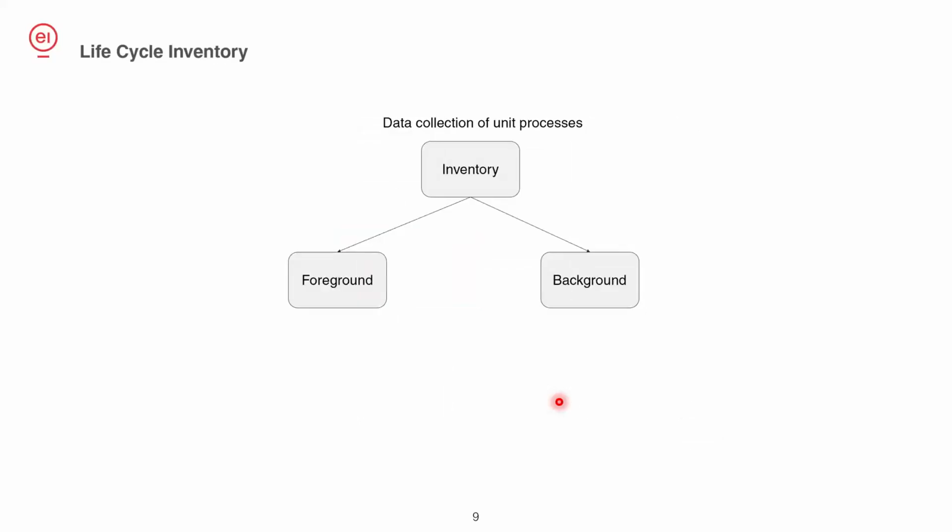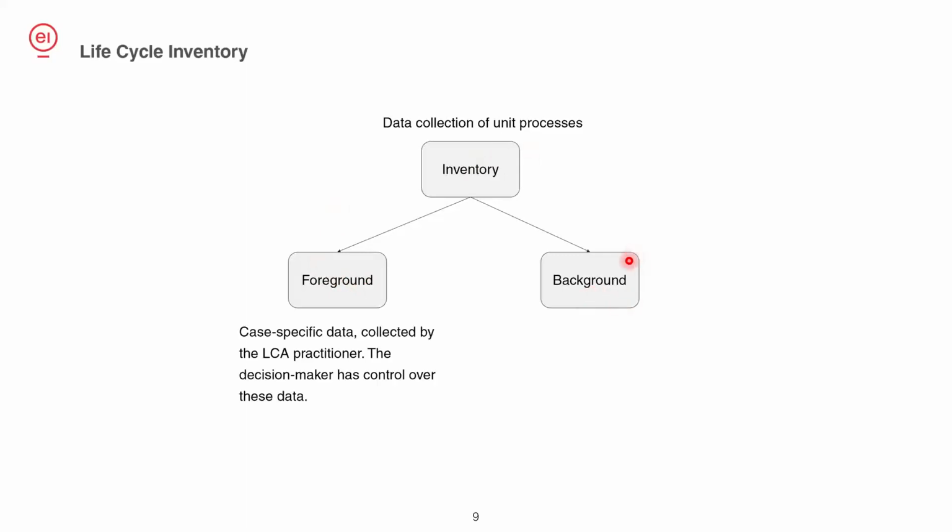I mentioned before that ecoinvent is a life cycle inventory background database. So I'm going to clarify both concepts now. Inventory means that it's a collection of unit processes. And a life cycle inventory can be distinguished between foreground and background data.